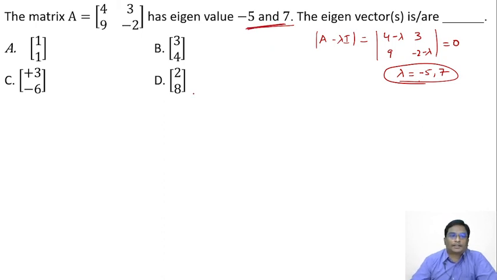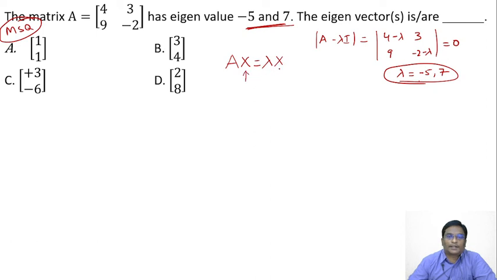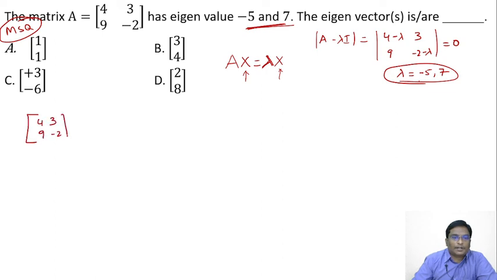The eigenvector is R. This is also an MSQ question, multiple select question, so more than one answer is right. Here we know one thing: A into X always equals lambda into X. These vectors will obey these eigenvalues like this. If I take this matrix A, [4, 3; 9, -2], let us substitute here. I'm taking the first one as (1, 1). Multiply and tell me what this value is.